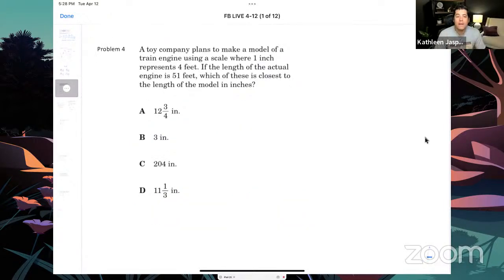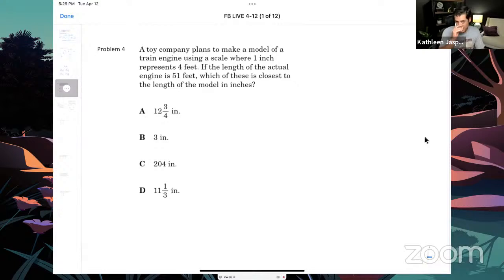All right. A toy company plans to make a model of a train engine using a scale where 1 inch represents 4 feet. If the length of the actual engine is 51 feet, which of these is closest to the length of the model in inches?